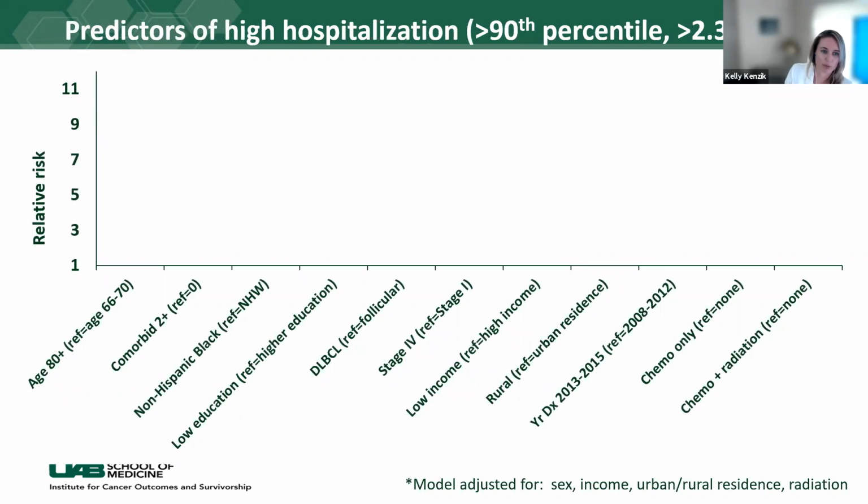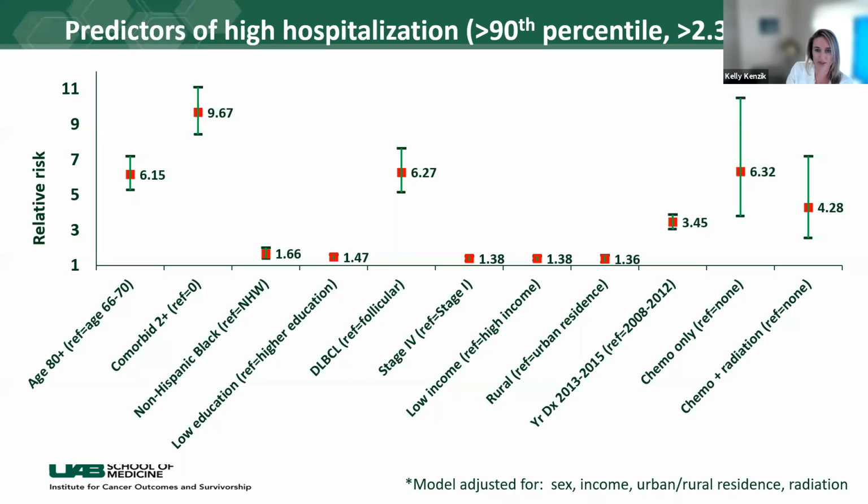Now when we look at the predictors of being in that high hospitalization group, that is greater than the 90th percentile, in the NHL cohort, again, we see factors associated with this are age, comorbid conditions, non-Hispanic Black race, areas of low education, diffuse large B-cell, stage 4, and then in this one, also residing in a low income area, residing in a rural area, later year of diagnosis, and then having a chemotherapy-based treatment.